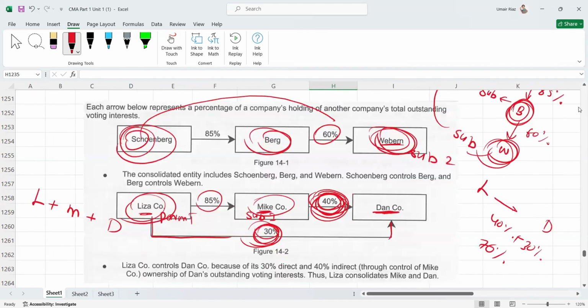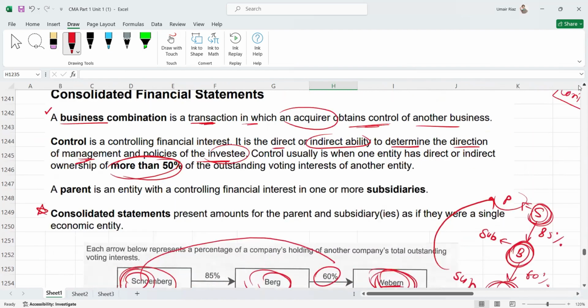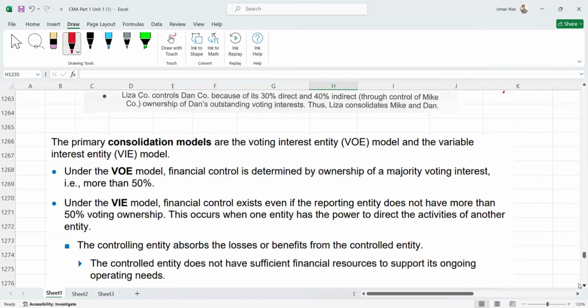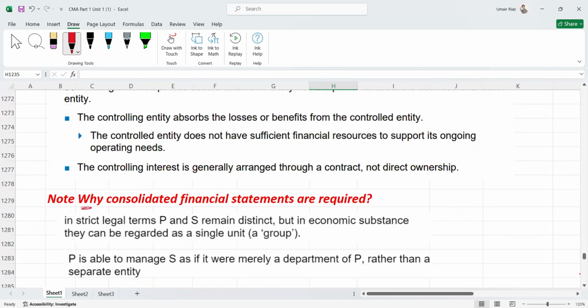So this is the point which I was trying to tell you. They are saying consolidated statements present amounts for the parent and subsidiaries as if they were a single economic entity. And here is also a note about why consolidated financial statements are required. In the strict legal form, as I told you, P and S remain distinct because these are different companies, but in economic substance, in economic reality, they can be recorded as a single unit. Single unit means a group, so that is why consolidated financial statements are required.